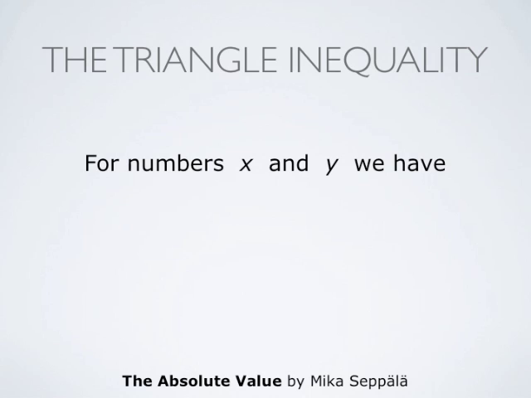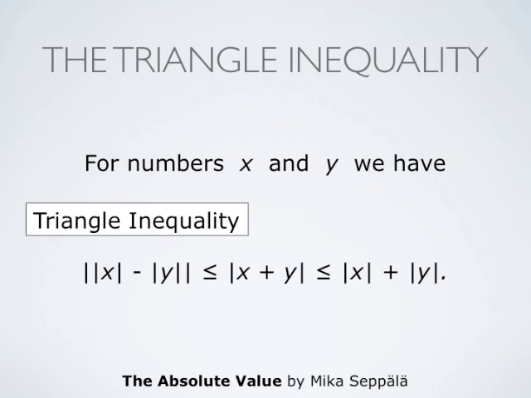For numbers x and y, we have a version of this triangle inequality, and it says that the absolute value of x plus y is always between the absolute value of x plus the absolute value of y, and the absolute value of the difference, the absolute value of x minus the absolute value of y. This is the triangle inequality, and of this we most often use the right-hand side inequality.